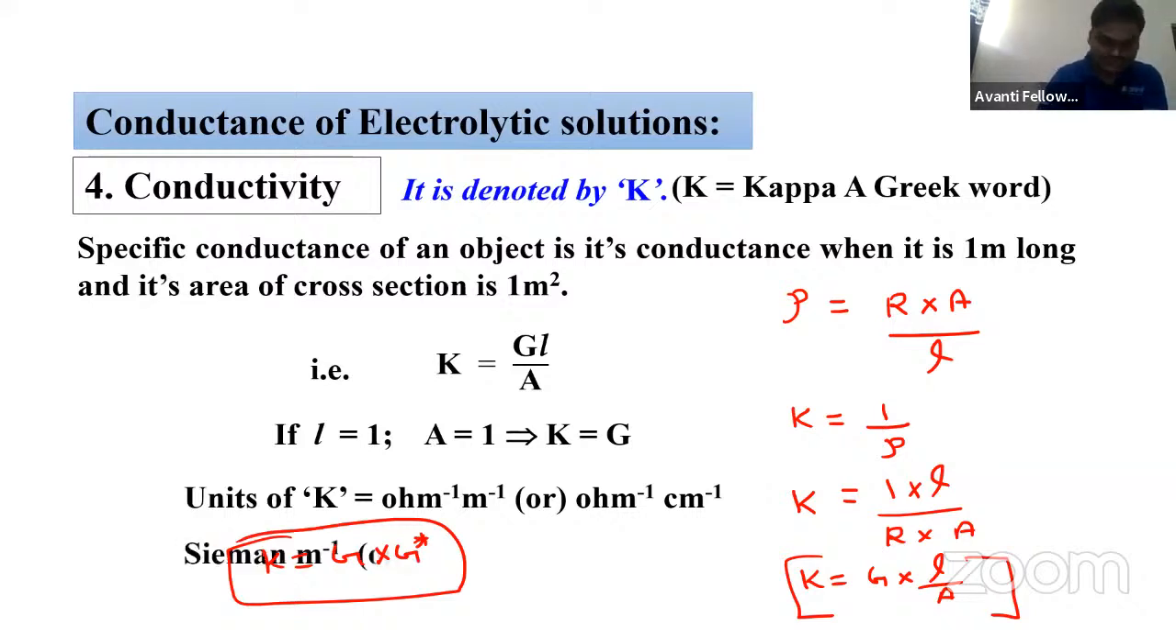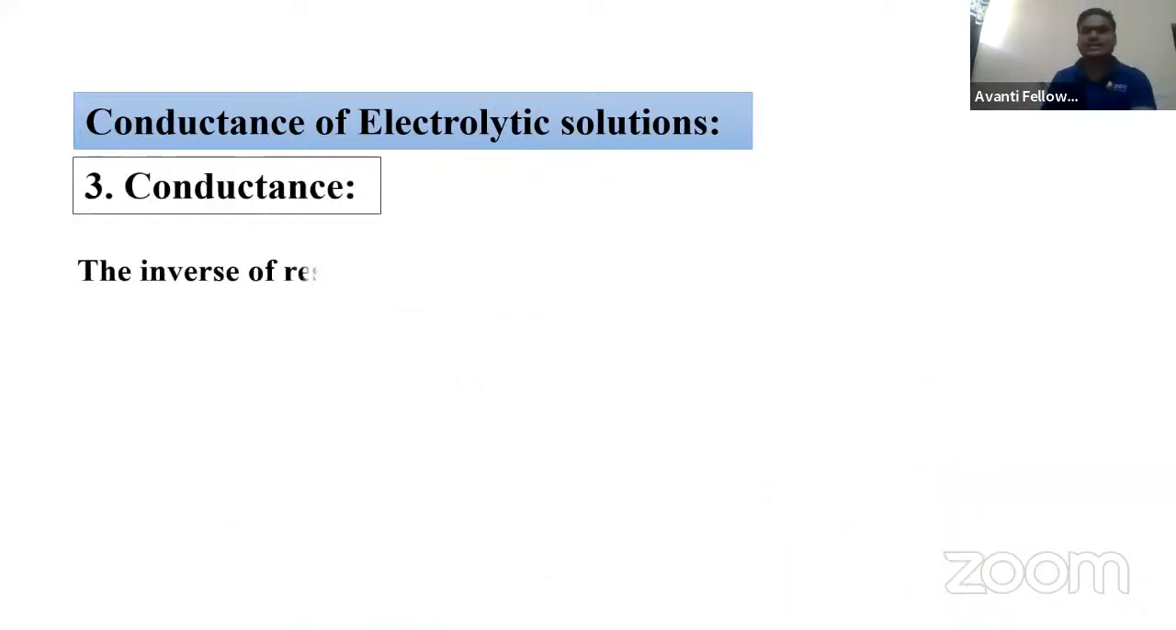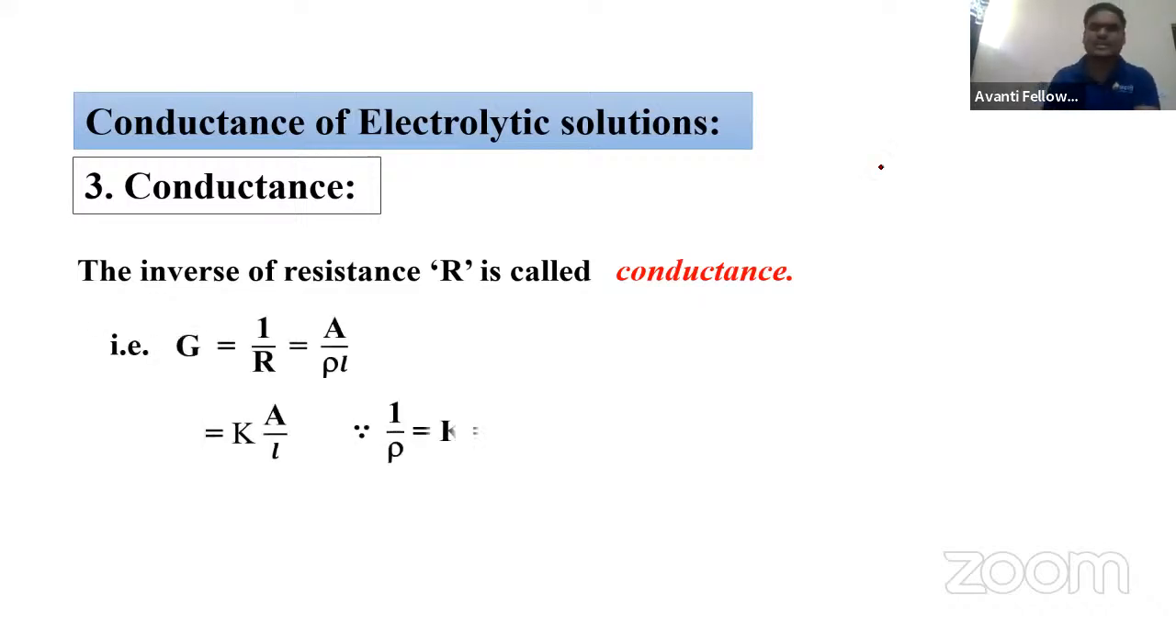Okay, very good. Now let's see the next thing, that is conductance. It's a very simple thing: the reciprocal of resistance is known as conductance. So we can say that G is equal to 1 by R. We already know the value of R, so just put this value, right? So this is how we can obtain the expression for all these three things.